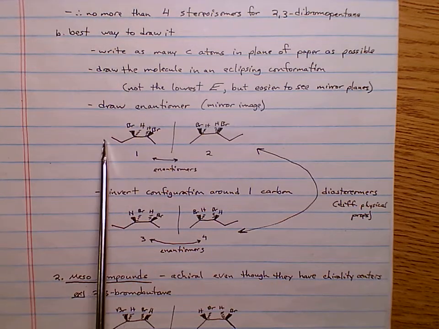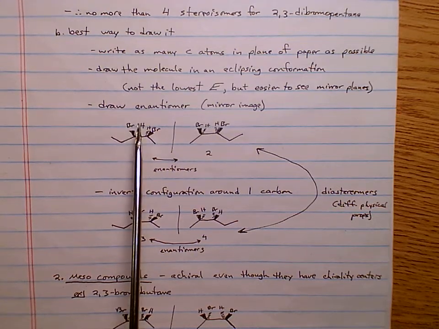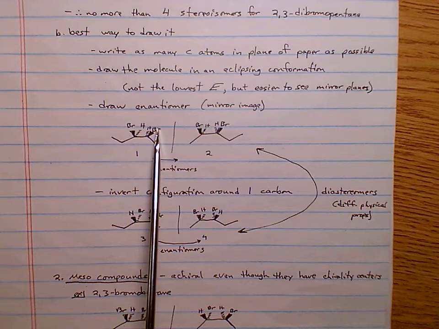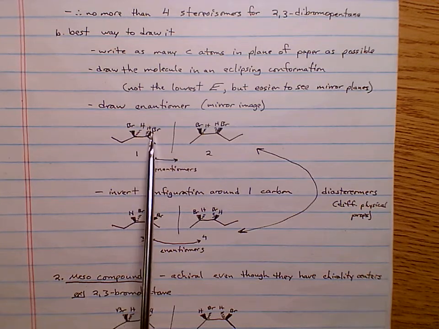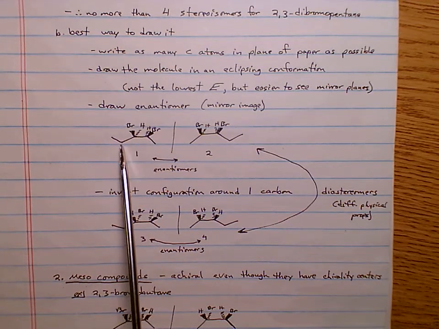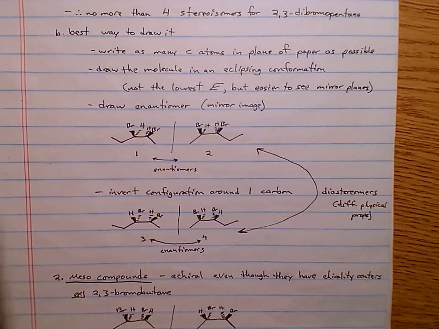So I'm going to rotate my bond here. So this bromine is going this way. This hydrogen is up and back. This bromine is up this way. This hydrogen is back. Note I have eclipsed my bromines. So that's the first thing to do, is draw this with eclipsing bromines, put it in an orientation where you can do that. All right.